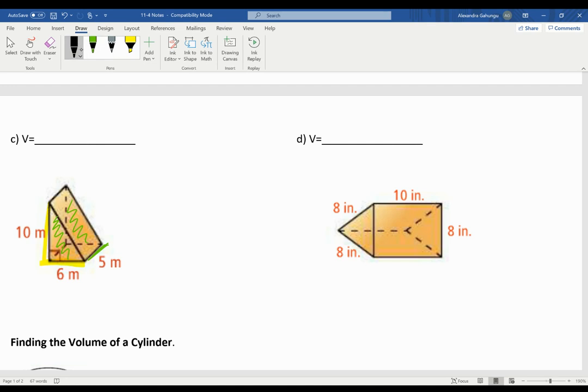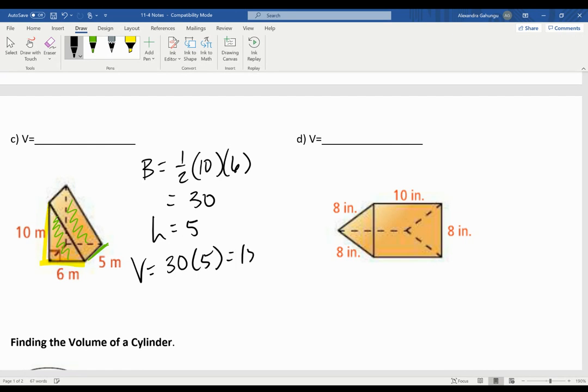So finding the volume, we'll need the area of our base, 1/2, 10 times 6. And then we'll need our height, which will be 5. And to find the volume, we multiply those two. And we'll get 150. And this time we have units, meters cubed. So cubed units again for volume.